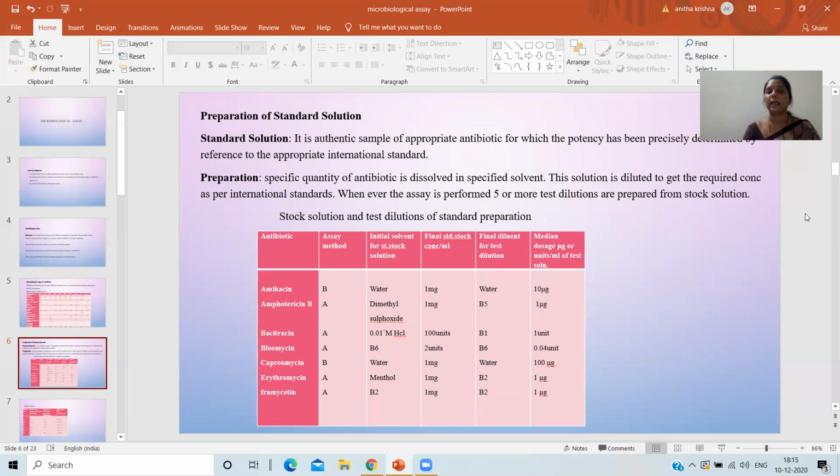and it is precisely determined by referring to the appropriate international standards. So the potency, the value, the efficiency, the concentration, everything is determined according to the international standards. That is nothing but the solution whose concentration is already known and made according to international standards, called your standard solution, which is used for your assay of antibiotics.